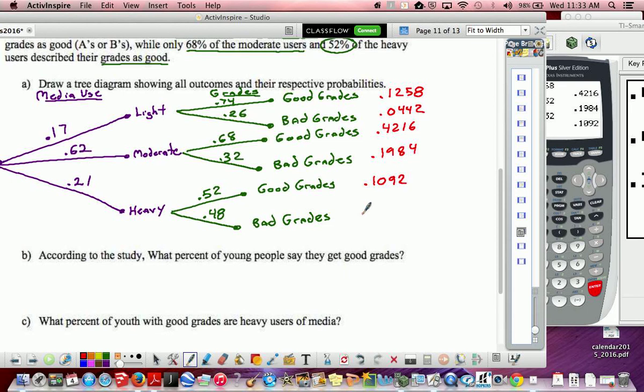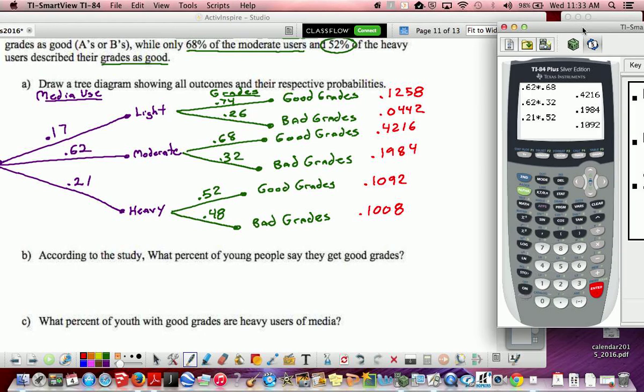And then the last one, watch this, 0.008. So I know these two numbers have to add up to 0.21, but just to show you, 0.21 times 0.48, 0.1008. Sometimes I can actually use how the flow of the tree diagram works and how the probabilities have to add up to certain values.